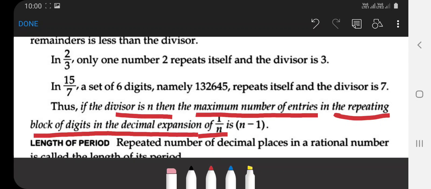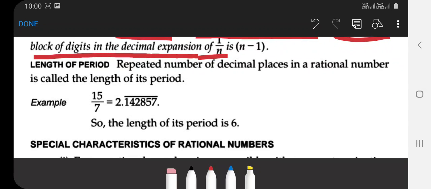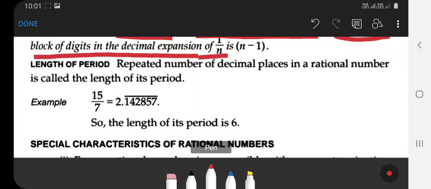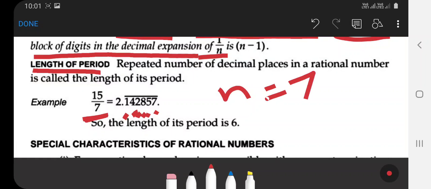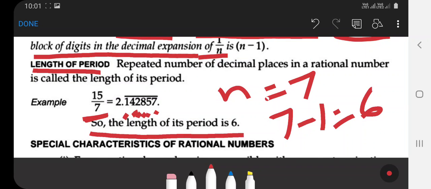With the help of this result, you find the length of the period. In this example, 15 by 7, you count the result: 1, 2, 3, 4, 5, 6. So n equals 7, so the number of repeated digits is 7 minus 1, that is equal to 6. So the length of its period is 6. Clear, students?